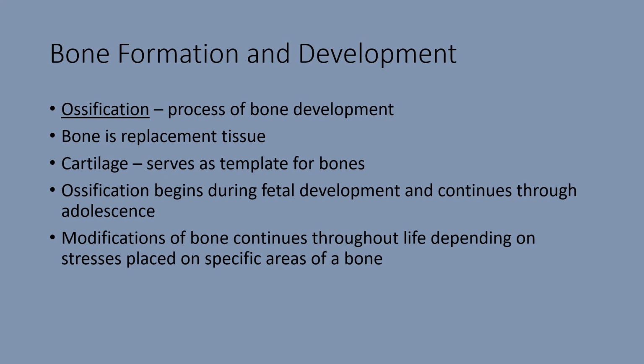Bone is considered a replacement tissue. It just doesn't magically appear. You usually start with something else, be it cartilage, be it a mesenchymal tissue, membrane. It starts as something else and then whatever that original tissue was, the bone tissue is going to replace it. Cartilage is often used as the template for the bones and gets replaced. So when does this ossification, this bone development occur? It starts occurring during fetal development and it will continue through adolescence. Now modifications of the bone, depending on stress that appears on a particular area of a bone, that will determine different modifications that can occur throughout your life.